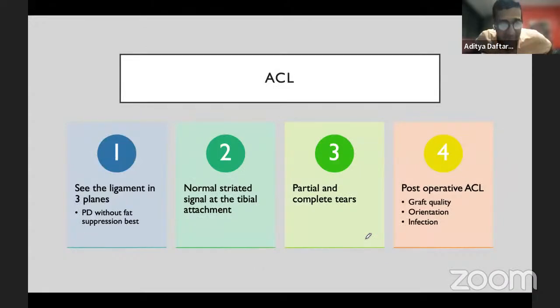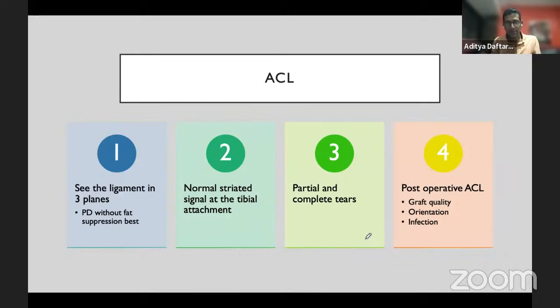So when it comes to the ACL, make sure you see the ligament in 3 planes. You want to look at the PD without fat suppressed images, which is the best thing that I find to look at it. You will have your own local radiologist who will have different views, but ideally it's the comfort of the person who is reading the scan.